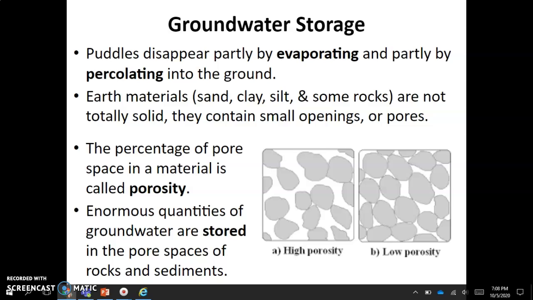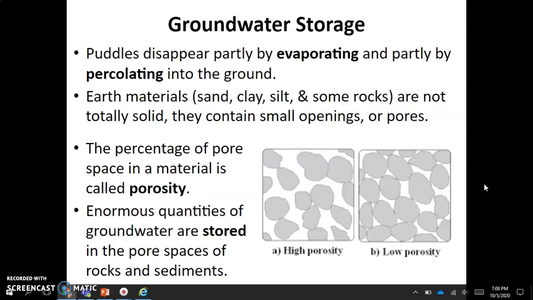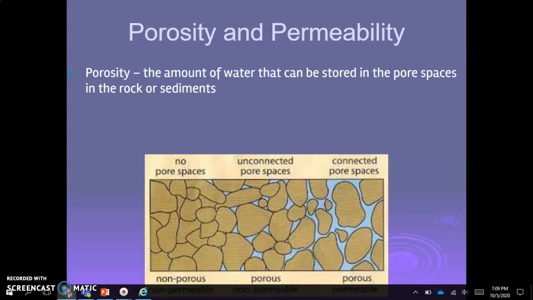Earth materials, so sand, clay, silt, and rocks, are not totally solid. They do contain small openings or pores. So all these little cracks in between our rocks are known as pores. The percentage of pore space is called porosity. So the more pores that a substance has, the easier the water is going to pass through. So a lot of water is actually stored in the pore spaces of rocks and sediments. So when we talk about groundwater and where the groundwater is located, it's going to be in between the pores of these different materials.